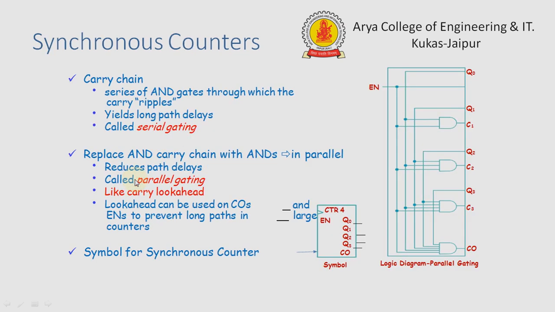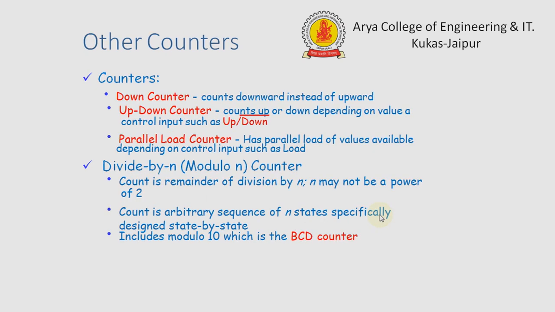It is like carry look ahead. So look ahead can be used on COs and ENs to prevent long paths in counters. Here is the symbol for a synchronous counter. There are other types of counters such as the down counter and up-down counter. Down counters count downward, and up-down counters count up and down.